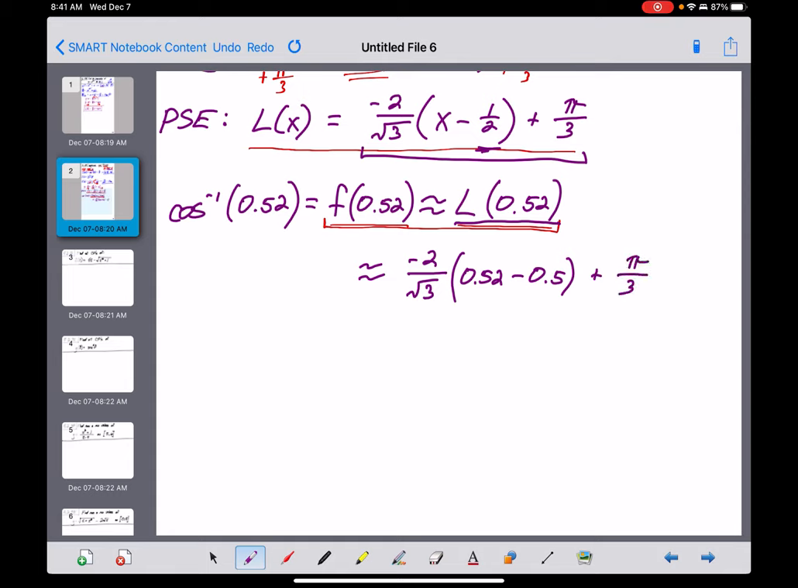Ugh. Now, the hope of this would have been that we could come up with a relatively nice value without needing our calculator. I'm not really sure that's going to happen. This right here, guys, is going to be a 0.02. Okay, and then we multiply that by this fraction here. So I guess that's a negative, multiplying that by 2, 0.04 over the square root of 3. That's not very pretty. And then plus a pi over 3.